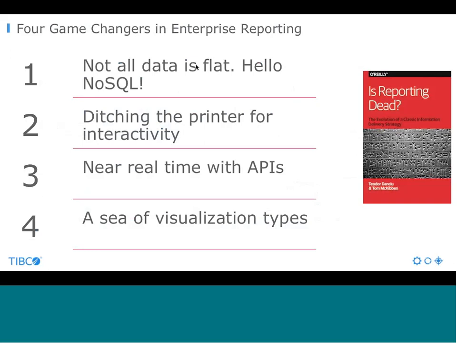The major trends, the first one: not all data is flat, hello NoSQL. From 1970 until 2010, all of our data was dominated by rows and columns and SQL, and now there's a plethora of data stores, including MongoDB and Cassandra, that store data more flexibly than just rows and columns. So we're actually seeing some of our reporting customers adapting that.